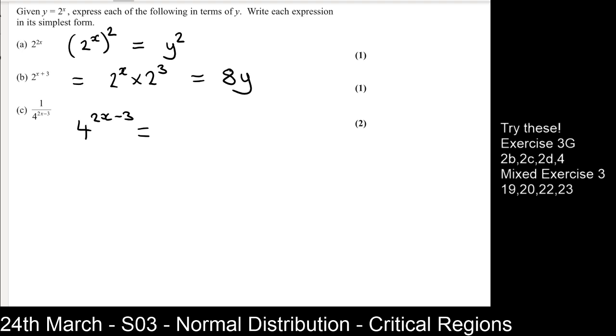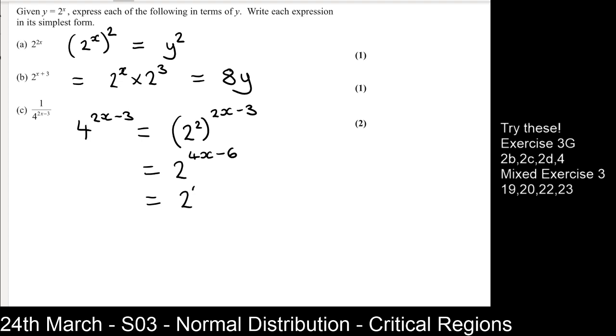So the first thing I'm going to do is rewrite the number 4 as 2 to the power of 2. And this has all been taken to the power of 2x minus 3. Now remember, I want to try and get this in some sort of form of 2 to the power of x, because that's what y is. So with this, I can multiply these powers and I get 2 to the power of 4x minus 6. I'm just multiplying the 2x minus 3 times the 2.